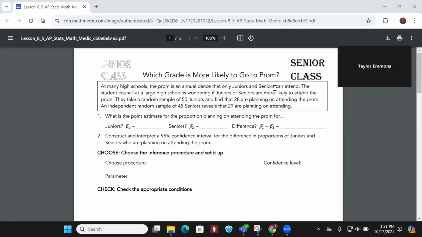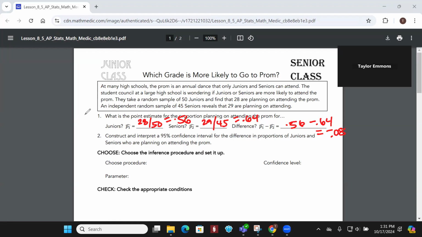So, what is the point estimate for the proportion planning on attending the prom? For juniors, we have 28 out of 50, and that's going to give me 0.56. For seniors, we have 29 out of 45, and that's going to give me 0.64. The difference between these two, all we're going to do is subtract 0.56 minus 0.64, and that's going to give me negative 0.08. Remember, they are asking for the difference between P1 minus P2, right? The juniors were listed first, and they're also wondering if juniors or seniors are more likely to go.